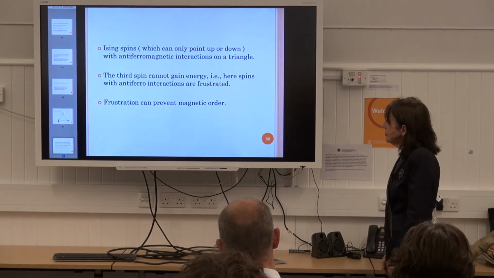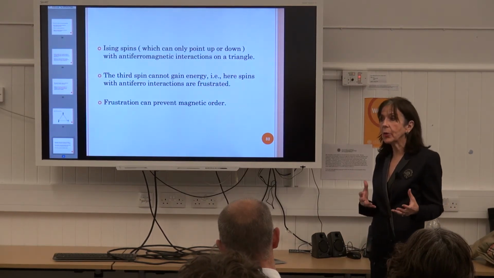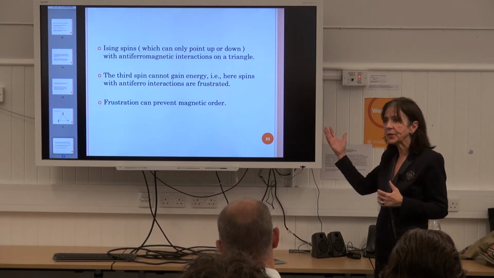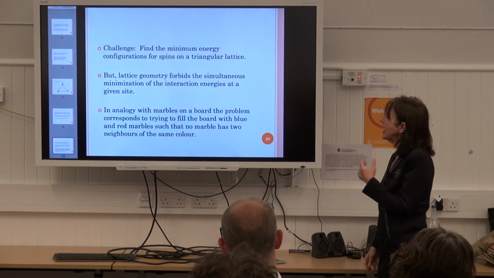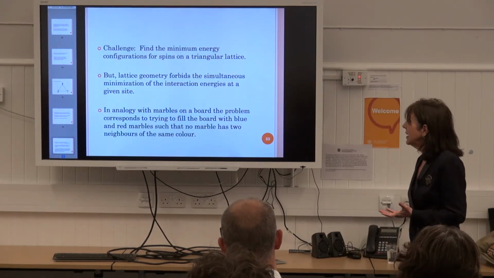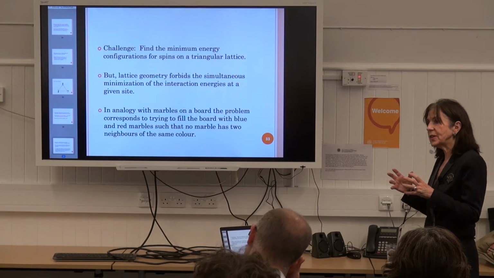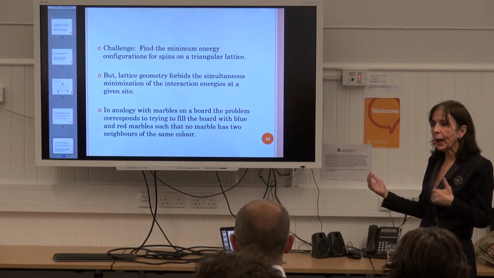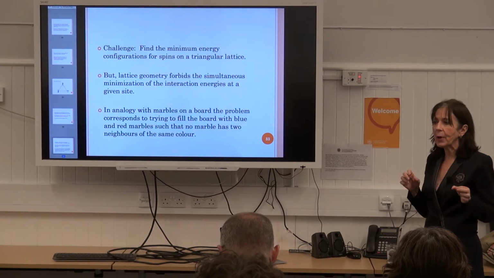So the third spin can't gain any energy, and that frustration prevents magnetic ordering. So in quantum systems, you can't get any magnetic ordering as a result of this kind of spin frustration in particular situations. So the challenge then, as I said, is to find these minimum energy configurations, but the lattice geometry forbids simultaneous minimization of these energies. And so what you do is think about it like marbles on a board. How do you fill the board with red and blue marbles such that no marble has neighbors of the same color?